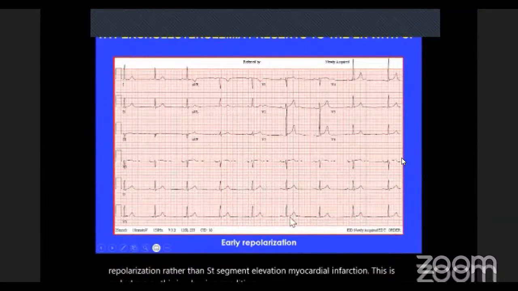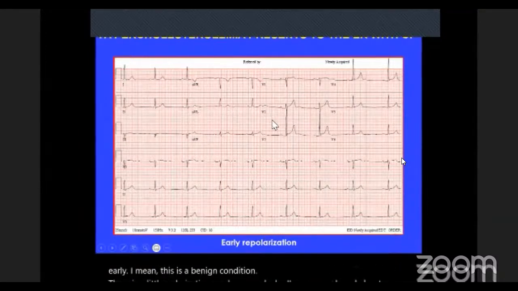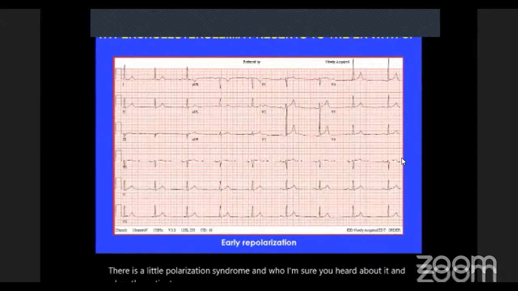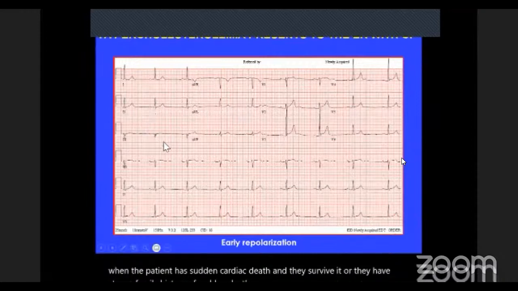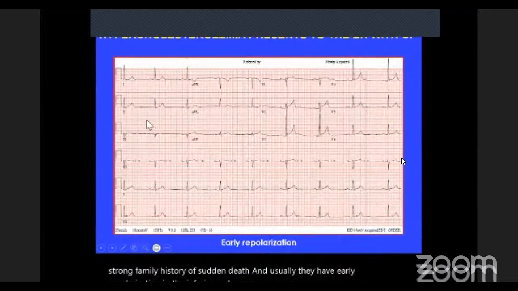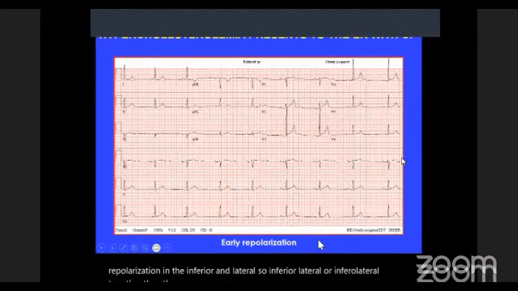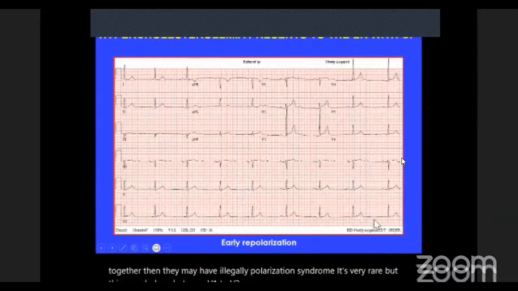There is also early repolarization syndrome. I'm sure you heard about it. That is when the patient has had sudden cardiac death and survived it, or they have a strong family history of sudden death. Usually they have early repolarization in the inferior and lateral leads, or inferior-lateral together, and then they may have early repolarization syndrome. It's very rare. But this morphology here between V1 to V3 is usually benign ST segment elevation called early repolarization.